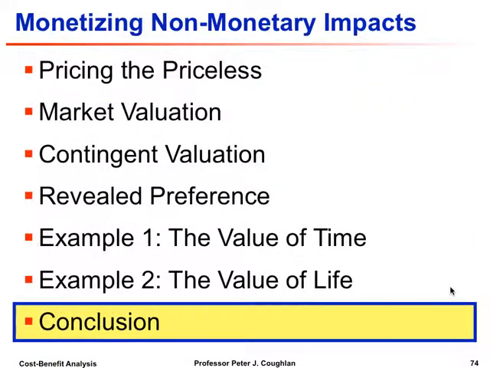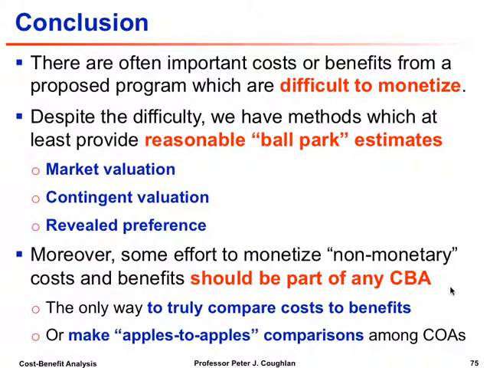So, wrapping up in conclusion, the last slide here. The idea is that there are often important costs and benefits that you should include in your cost benefit analysis that are difficult to monetize. It's hard to put a dollar figure on these things, but there are methods that at least provide a reasonable ballpark estimate. We introduced the market valuation method, the contingent valuation method, and the revealed preference approach. And so we can at least get those ballpark estimates. You should at least make some effort to monetize non-monetary costs and benefits, because it's the only way to truly compare costs to benefits.